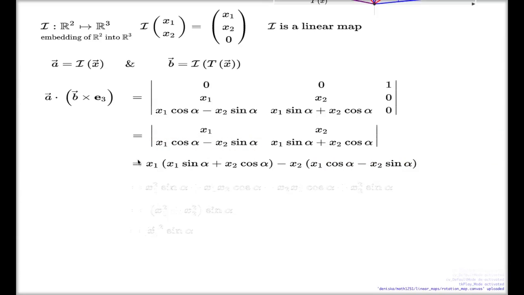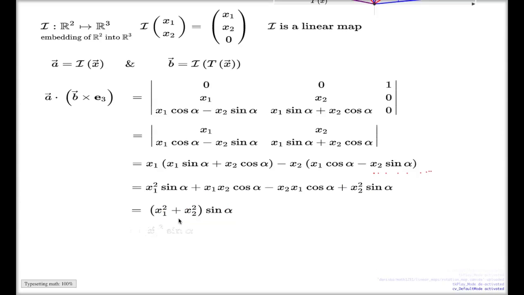If you do the expansion, here's the expansion: x1 squared sine alpha, mixed product x1, x2 cos alpha, take x2, x1 cos alpha, and plus x2 squared sine alpha. The mixed product cancels out. The squares are combined with a common factor sine alpha, and the result is the length, the modulus of x, times sine alpha. So if you look at the angle alpha, which is less than 180 degrees, this product is positive, which will make this triple of vectors form a right-handed triple.